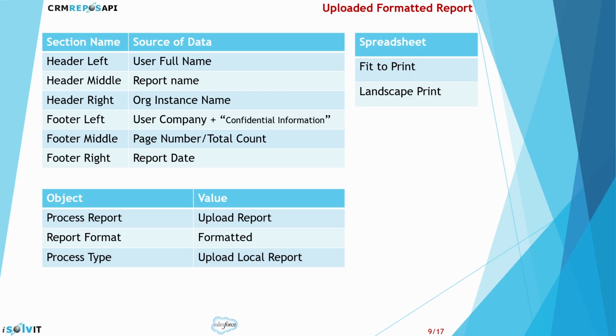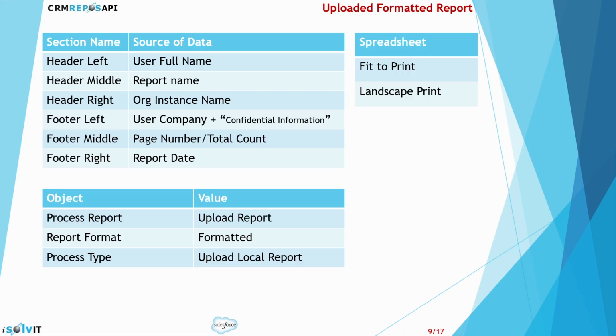Let's start with the element definitions and their sources. Left header displays the user full name. Center header automatically shows the Salesforce report name. Right header displays the Salesforce org instance name. Left footer: user company name plus the confidential information label. Middle footer: page number and page total count. Right footer: export date and time. These elements are system controlled to ensure consistency and compliance.